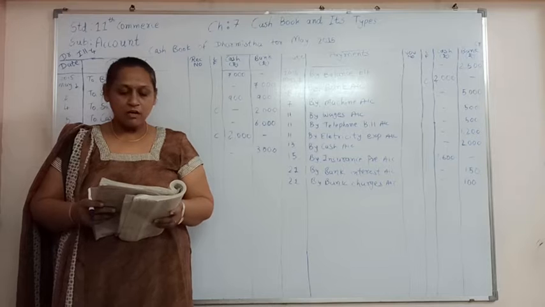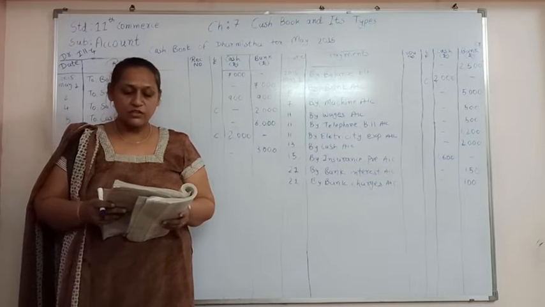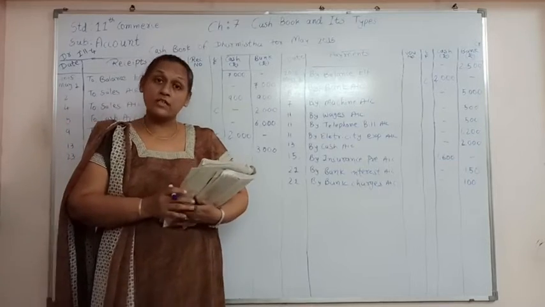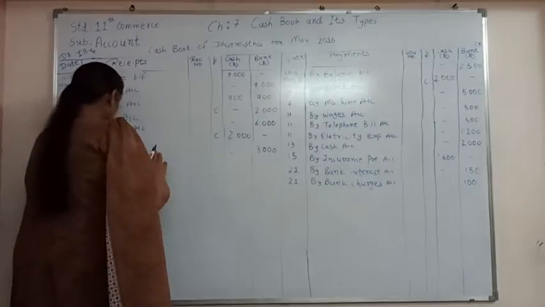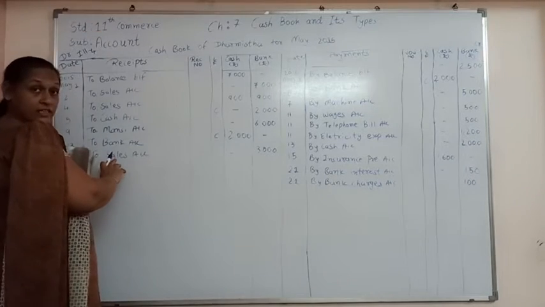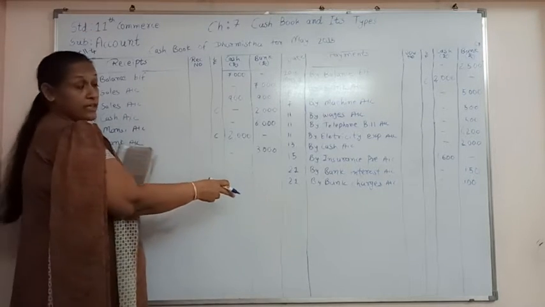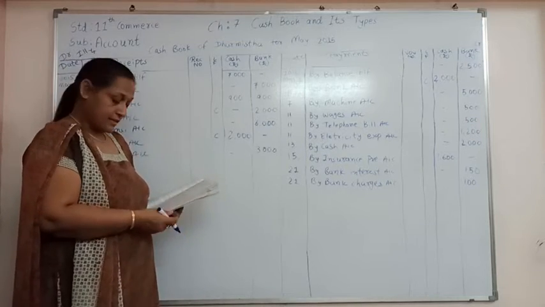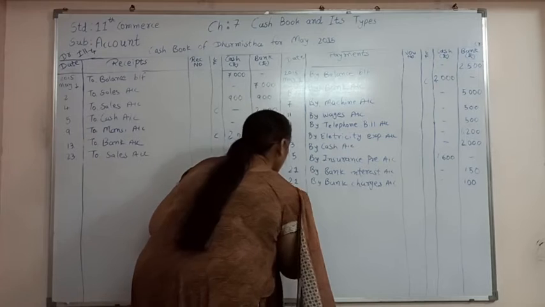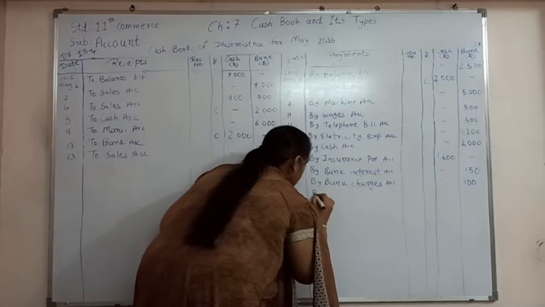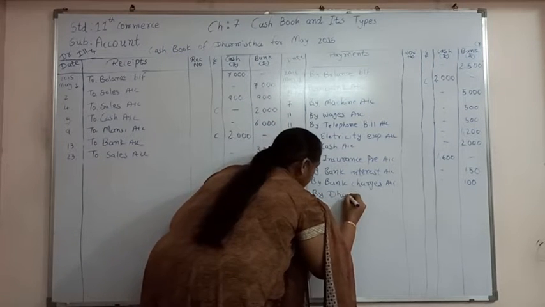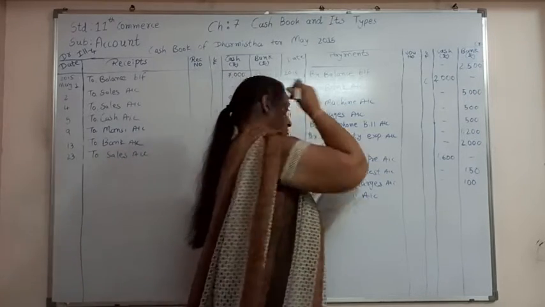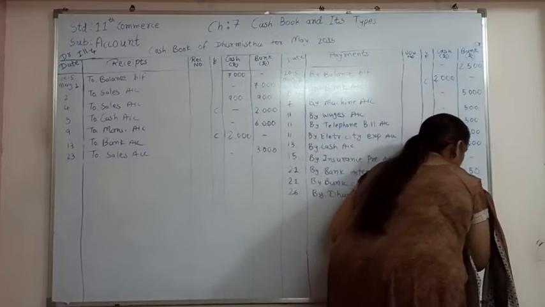And now the next transaction will be on 26. Bank informed about the dishonor of check issued by Dharti. So this is a dishonor of a check, and for the dishonor of a check, the amount that we have written in the cash book, we are going to write on the credit side, by Dharti account. So here on 26 by Dharti account, and in the bank column we are going to write down 3000.